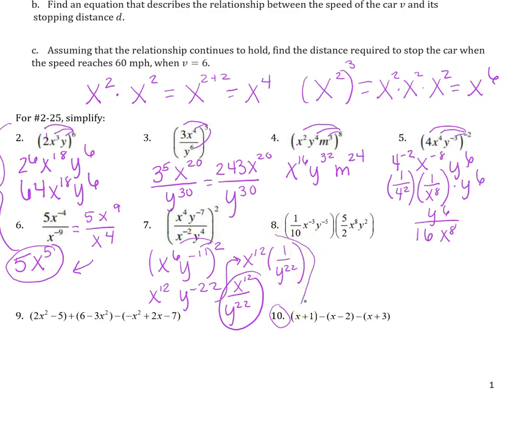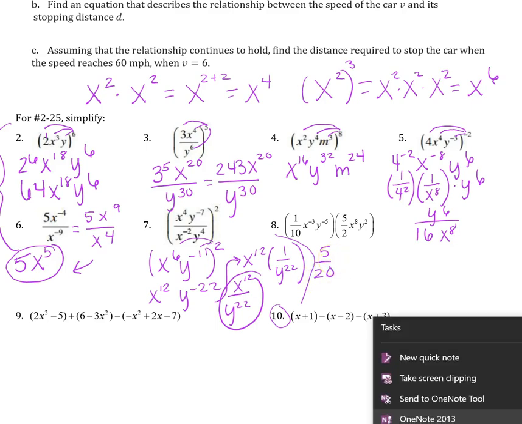Okay, and number 8. I have a bunch of things being multiplied together. Be careful. Just because you see parentheses does not mean that you are multiplying your exponents. Parentheses just mean multiplication. This is not the same thing as this, where you have a power to a power. These are just two things being multiplied together. So what I see is 1/10 and 5/2 being multiplied. So that gives me 5/20.